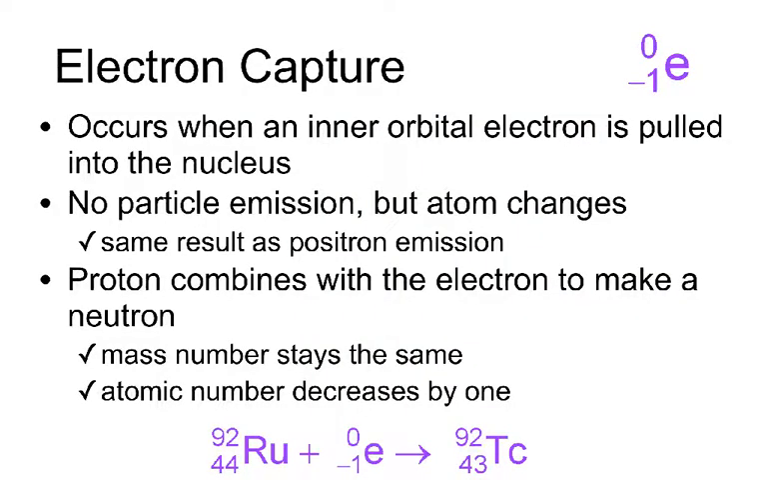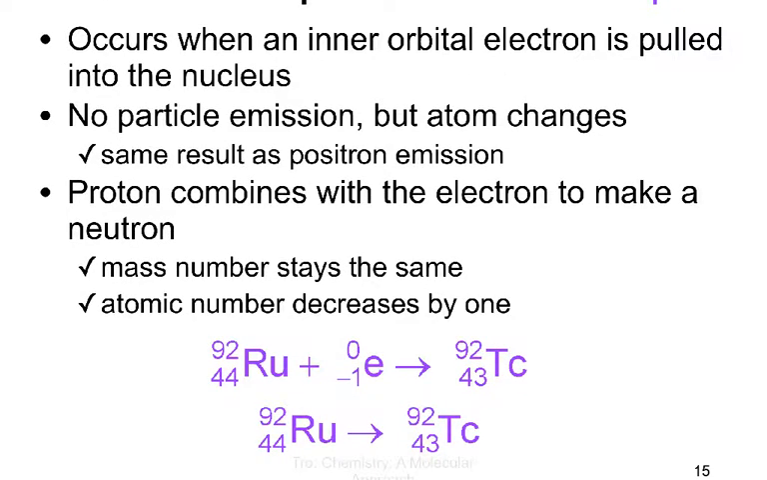Electron capture is our last kind of radioactive decay. It occurs when an inner orbital electron is pulled into the nucleus. The net change is going to be the same as a positron emission, but we're not emitting a particle. And so a proton and an electron will combine to make a neutron. So your mass number is going to stay the same, your atomic number will decrease.